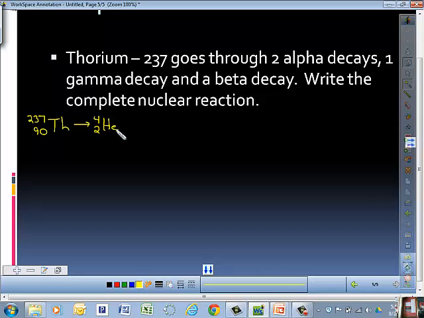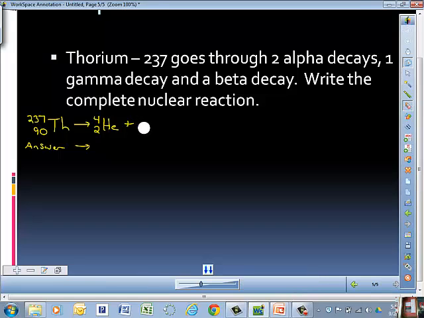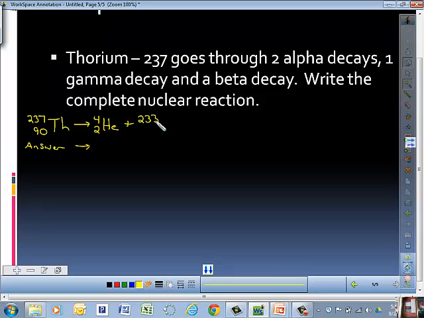Now this is really like a math problem where this is your answer over here, and these are going to be the 2 parts. So it's kind of like plus x. So I've got, again, the 4,2 He. What I have to do is figure out what x is. So 4 plus what gives me 237? Well, when I do the subtraction, I know that 233 plus 4 is going to give me 237. Same thing on the bottom. My answer is 90, and I've got the 2 over here from the helium. 2 plus 88, that is going to give me my 90.